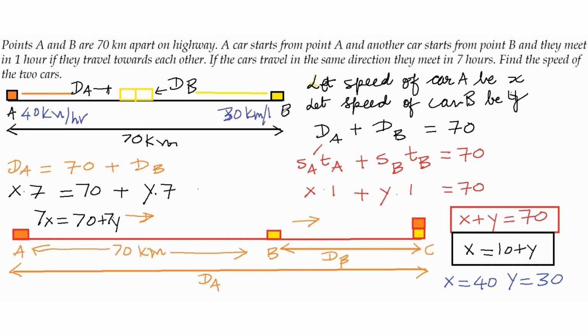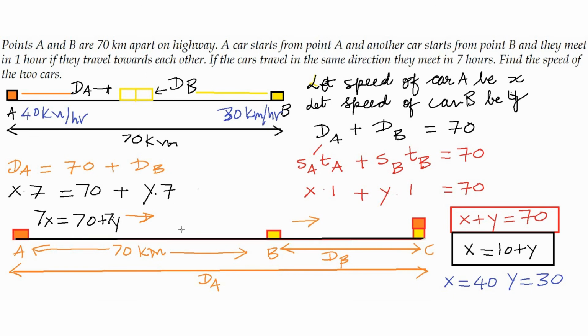Just to summarize, when they were traveling towards each other, the sum of their distances was the initial distance between them, right? And you can quickly check that in 1 hour A covered 40 kilometers and B covered 30 kilometers, which is why they met each other, as the distance between them was 70 kilometers. While if they move in the same direction, please understand that the distance traveled by car A, so car A starts from here and it first travels 70 kilometers and then it is also traveling the distance covered by car B.